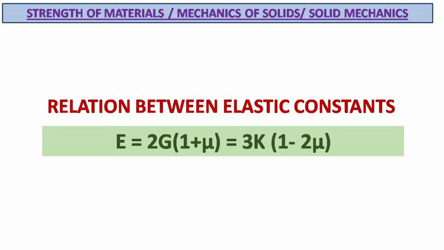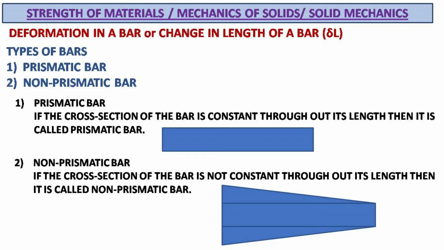Slide 11. Now we are trying to derive the equation for deformation in a bar. Before that we should know what the different types of bars are. There are two types of bars. Prismatic bar. Non-prismatic bar. If the cross-section of the bar is constant throughout its length, then it is called prismatic bar. If the cross-section of the bar is not constant throughout its length, then it is called non-prismatic bar. These two figures show the prismatic and non-prismatic bars.